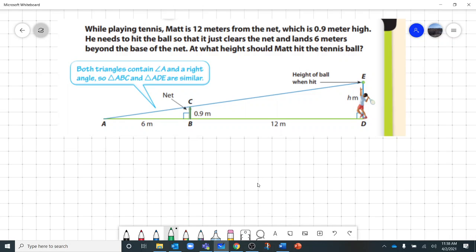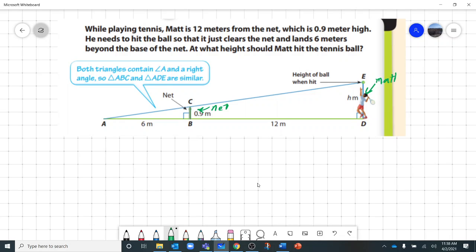So while playing tennis, Matt is 12 meters from the net. So the distance from Matt, this is Matt, to the net, this is the net, is 12 meters. Okay, that's the distance between the two. The net is 0.9 meters high. Got a nice label on the net, 0.9 meters.